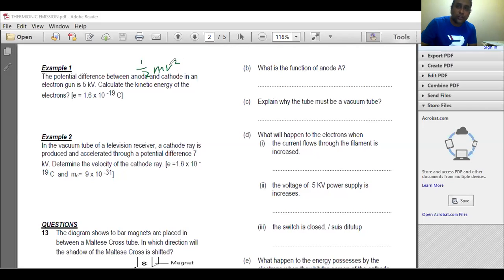So what we're going to do is use the conversion of energy. Where does the energy come from? The energy actually comes from electric energy. So you calculate the electric energy, that means you calculate the eV. So this one will be 1.6 times 10 to the power of negative 19, and then the voltage is 5 kilovolt, so 5 times 1000.